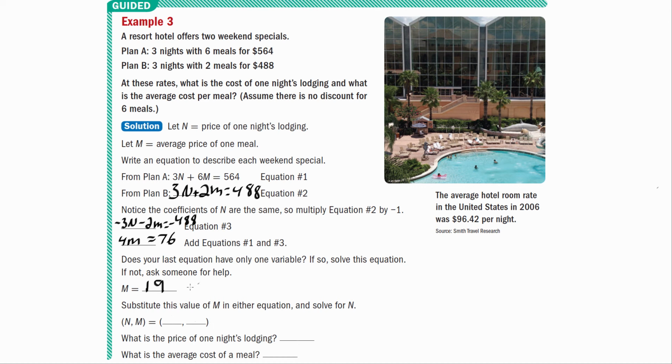Yep. Substitute this value of M in either equation. Solve for N. What do you get? If M is 19, then N is equal to 150. What is the price of one night's lodging? $150. What is the average cost of a meal? 19. You've solved the problem.